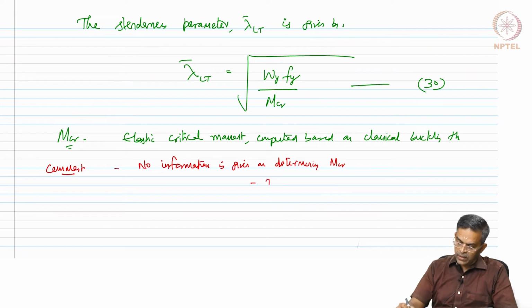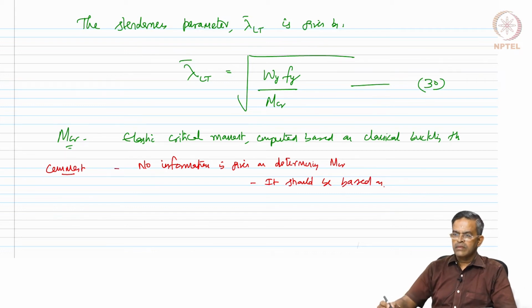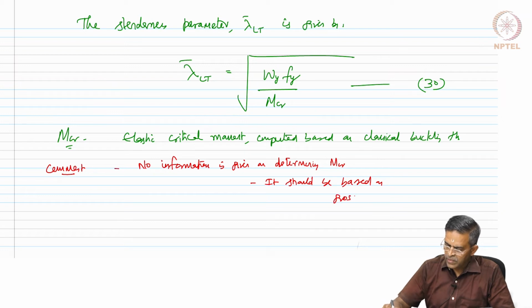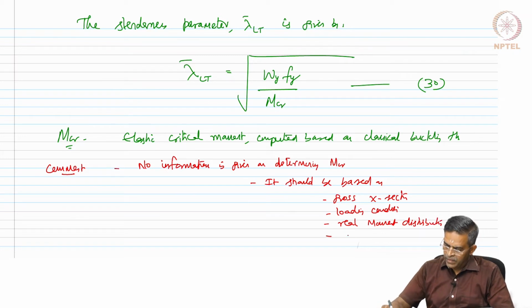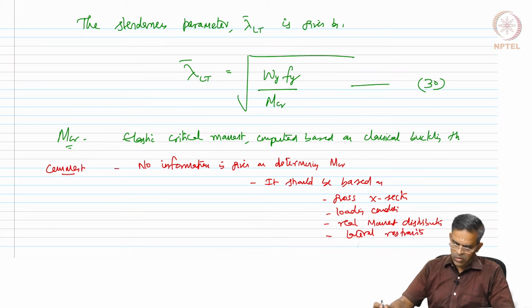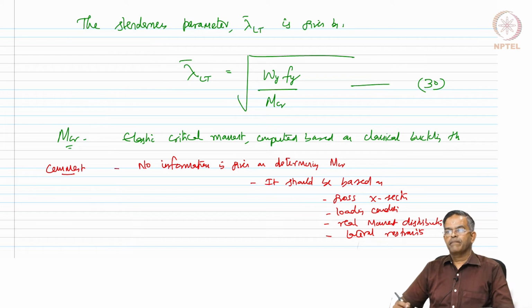But it states that it should be based on the gross cross section, the loading condition, real moment distribution and lateral restraints used to control the lateral torsional buckling.